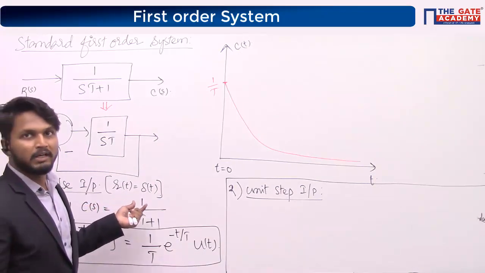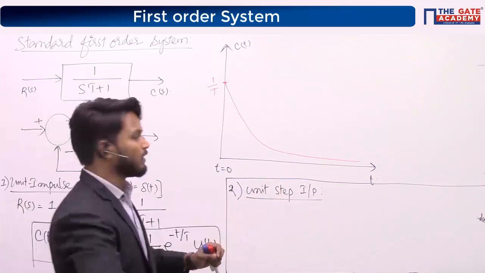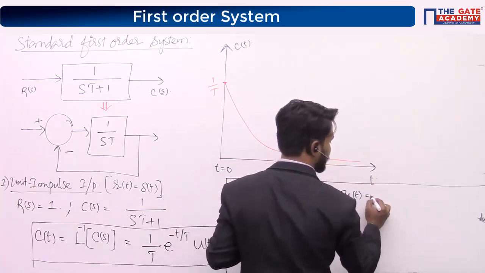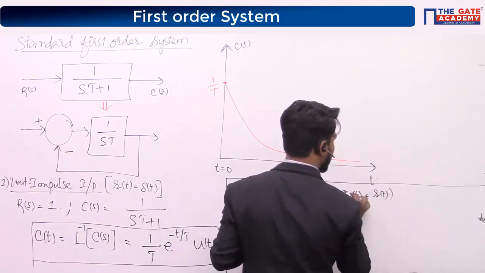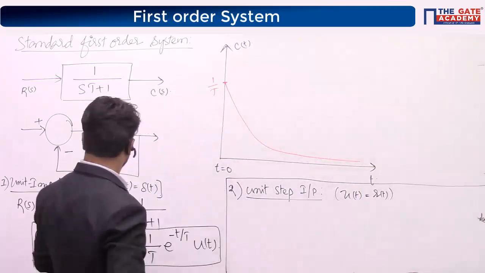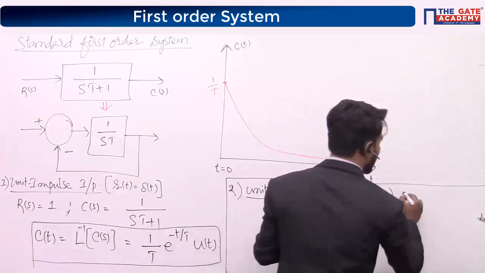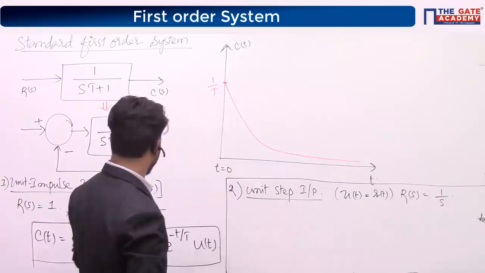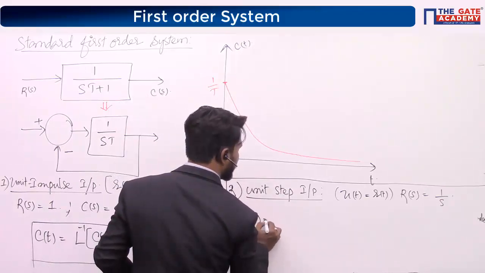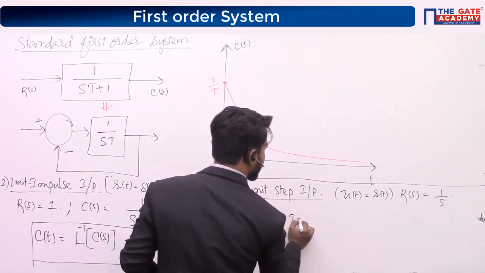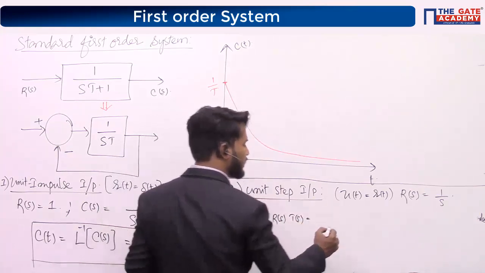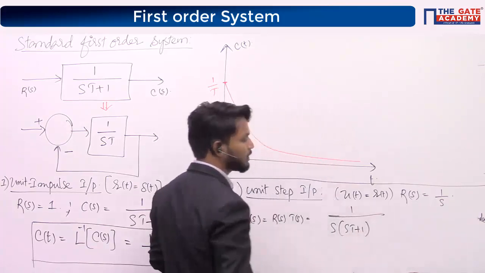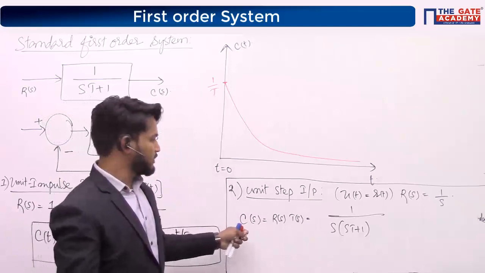If you integrate unit impulse, you will get unit step, right? So when you integrate unit step, you will get u of t, that is equal to r of t, that is, the input is u of t, right? If r of t is u of t, then R of s is equal to 1 divided by s. What about C of s then? C of s is equal to R of s multiplied by the transfer function T of s, that is equal to 1 by s into (sT plus 1), isn't it? Right? So just find out c of t.